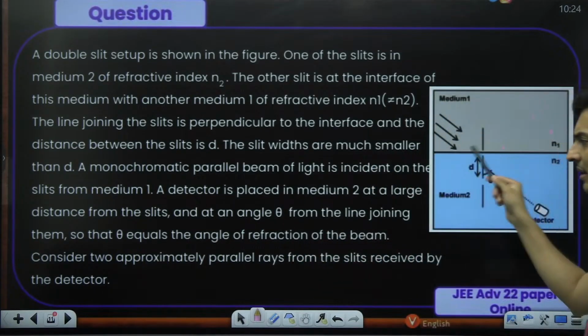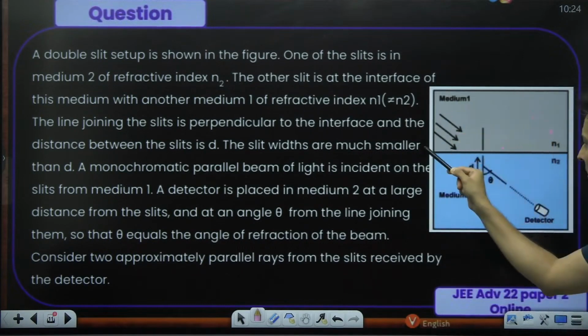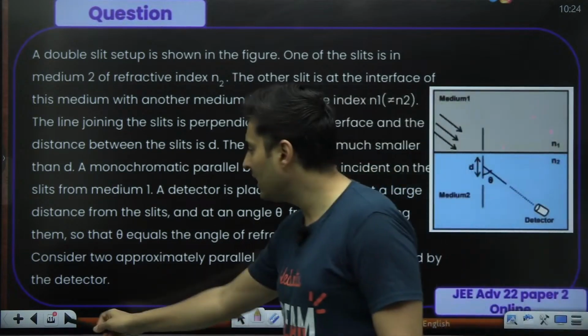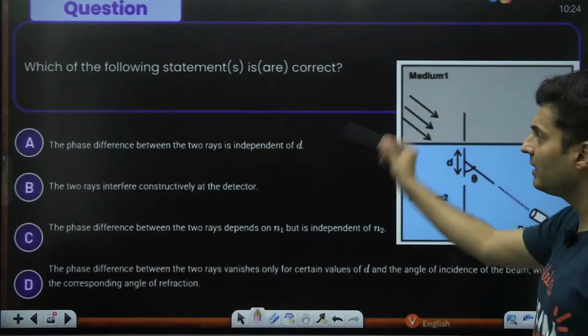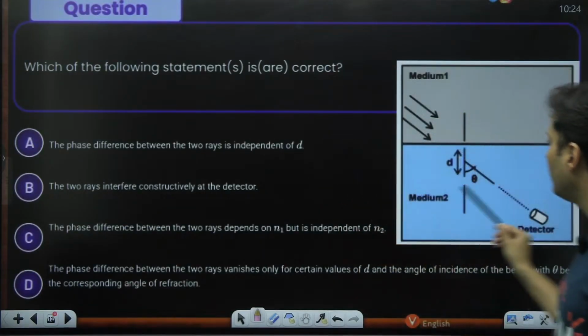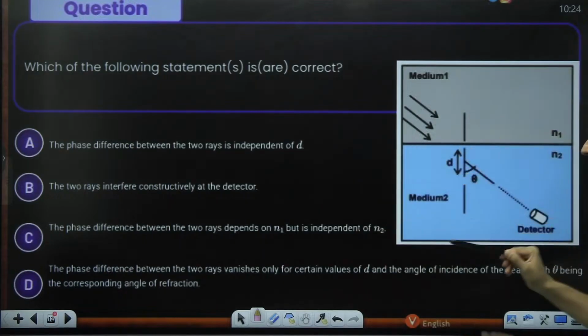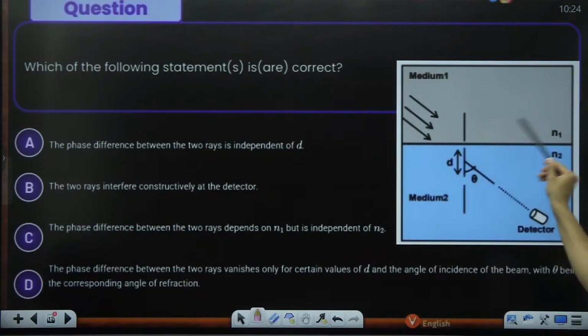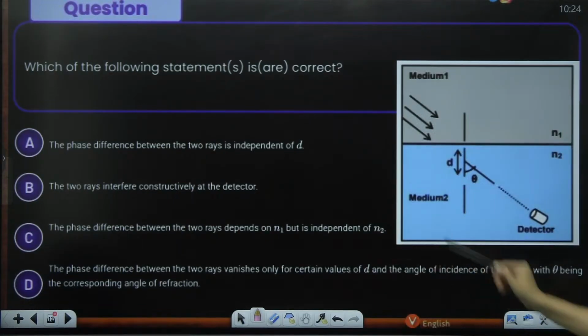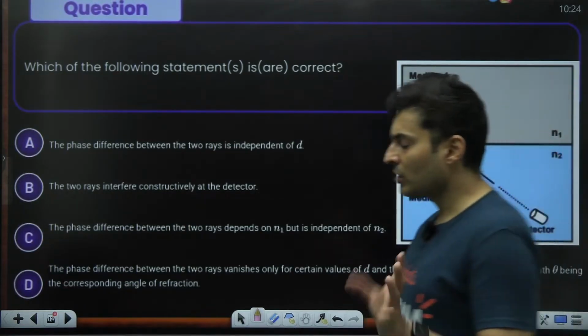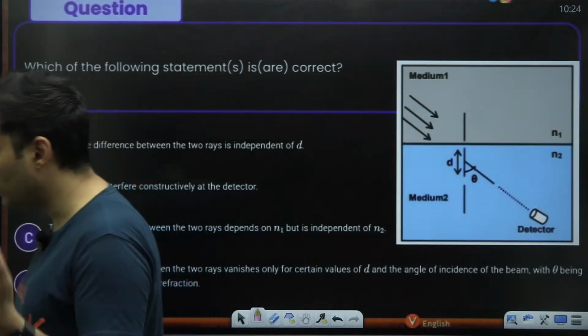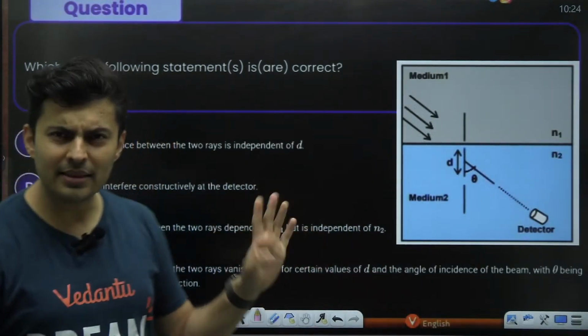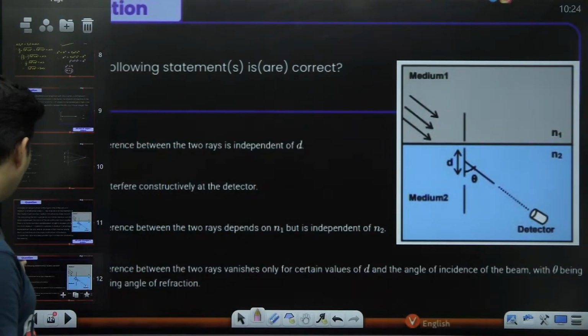Consider two approximately parallel rays received by the slits. One ray on slit 1, another ray on slit 2, and then there are the multiple choice questions. Read the multiple choice questions. The phase difference between the two rays is independent of D. The two rays interfere constructively. The phase difference depends on N1 but not on N2. The phase difference vanishes for certain values of D and the angle of incidence of that particular refraction. So we do not know what might exactly happen. So the best way is to make a general formula for your path difference. Hopefully I just have the diagram.